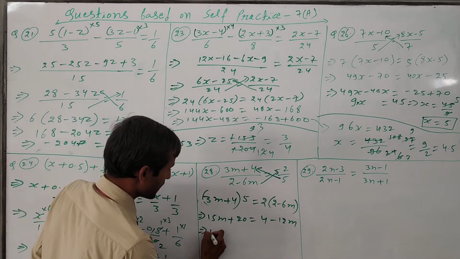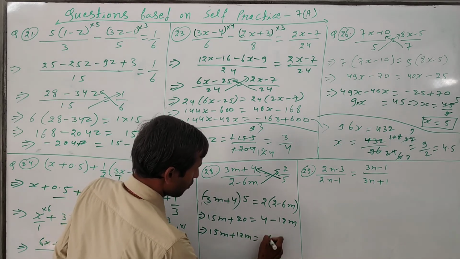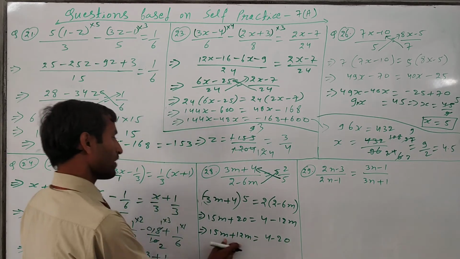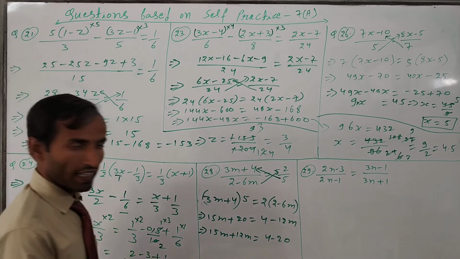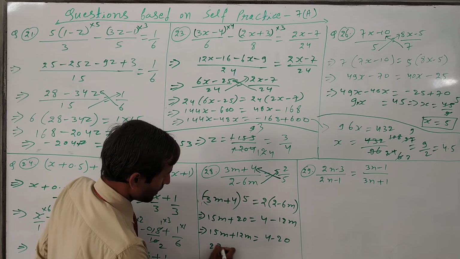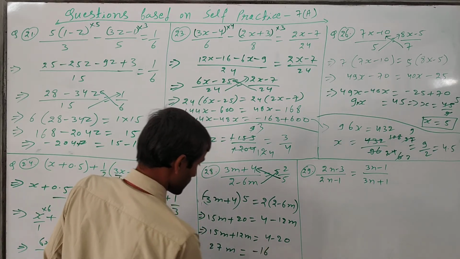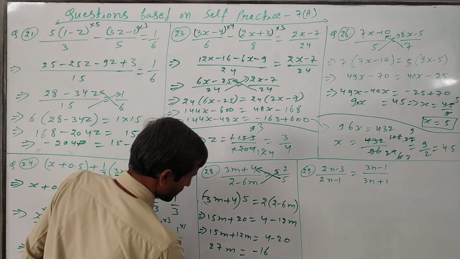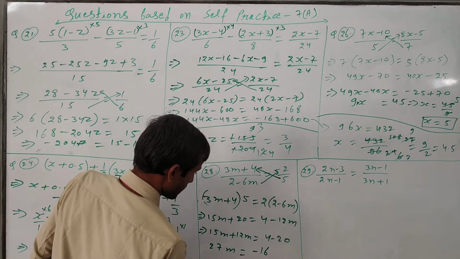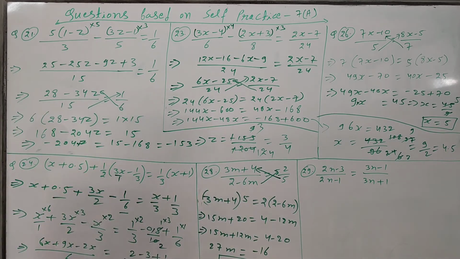So it will come 15m plus 12m. Okay. Now 4 minus 20. Now just you add both, then it will come 27m is equal to 4 minus 20, minus 16 will come. So m is equal to minus 16 upon 27. This is the final answer. Okay, m is equal to minus 16 upon 27.